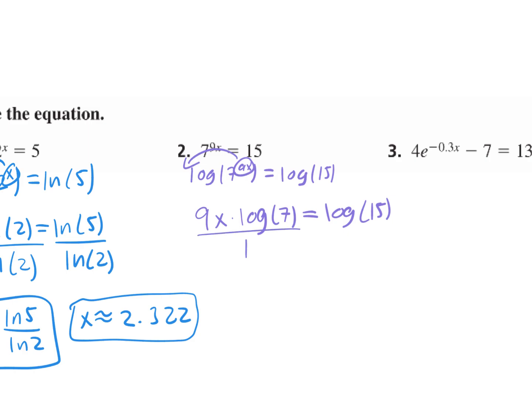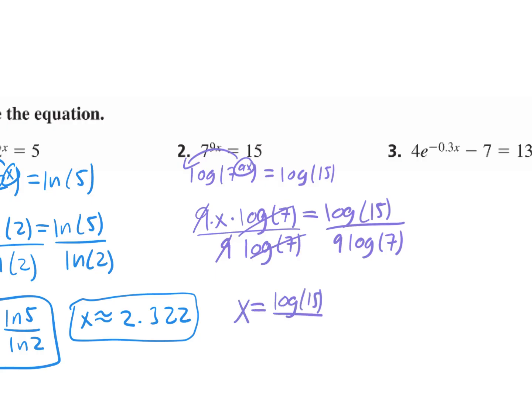I don't want to just divide by log 7, though, because I also have a 9 in front. You could do it in 2 steps if you wanted, but just to make it a little bit faster, let's do everything in 1 step. If I have 2 things multiplying this x, then you can just divide everything by whatever's being multiplied. So I can divide both sides by 9 log 7. The 9s are going to cancel, the log 7s are going to cancel, and then I get x is log 15 over 9 log 7. All right, and this is our exact answer.